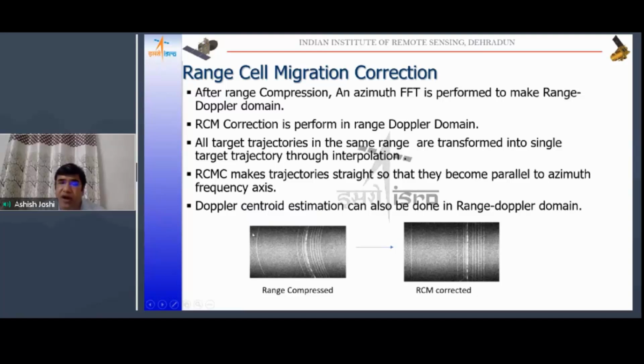So what we have to do after the range compression, we have to take FFT in this direction. And after that, we have to do the interpolation. So in this axis, we have to do the interpolation in this domain, and we have to make all these curves into a single straight line. After the RCM correction, this range compressed data will look like this. So this is the RCM corrected data. So in the range Doppler domain, it means we have to take the FFT in the azimuth direction and then we have to take the interpolation.